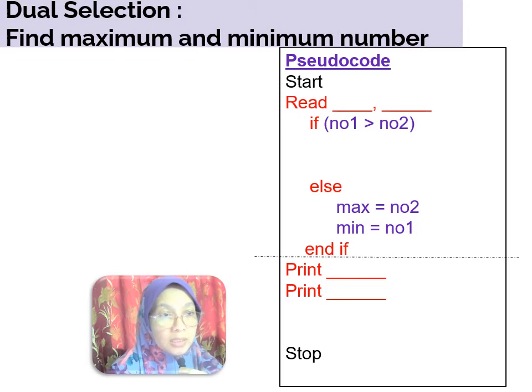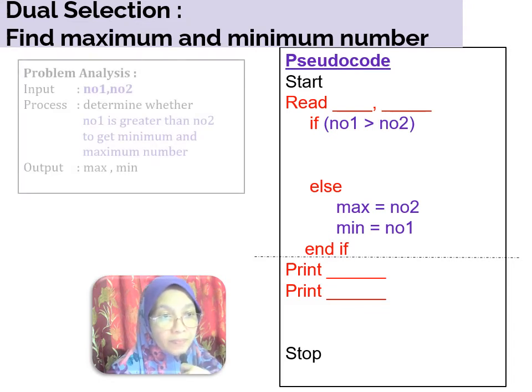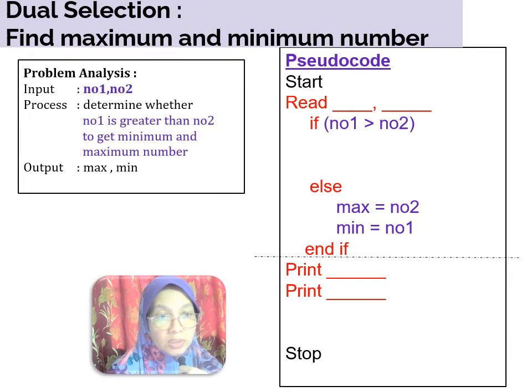Okay, how about the selection for finding the maximum and minimum number? Two actions are to be written if the case is true for this question. How to do it? Program analysis: input number 1, number 2. The process is to determine which one is greater and which one is minimum, whether number 1 is greater than number 2, to get the minimum and maximum number. Or you can write down determine min and max. So the output is max and min.